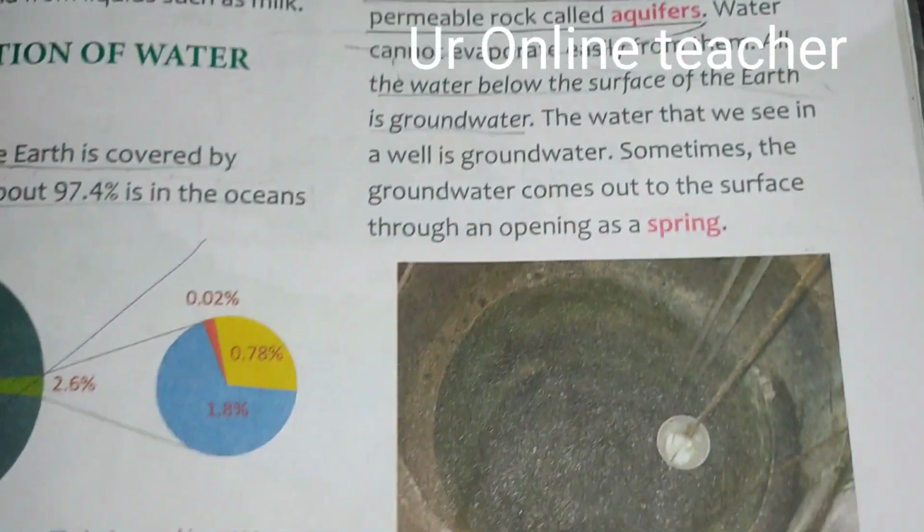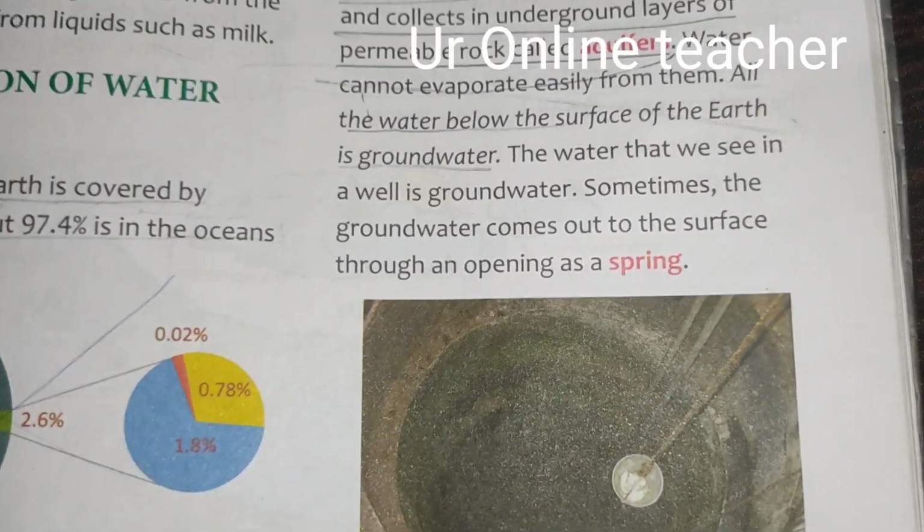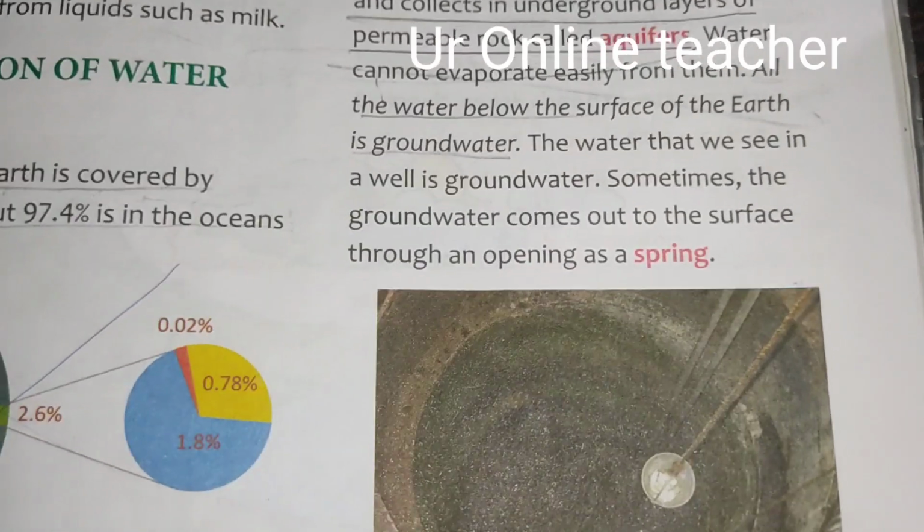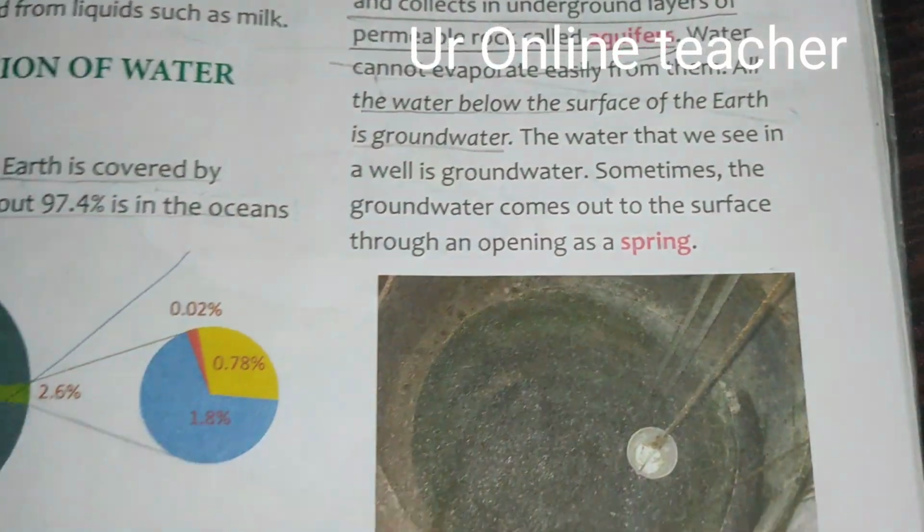The water we see in a well is groundwater only. Sometimes the groundwater comes out to the surface through an opening called a spring.